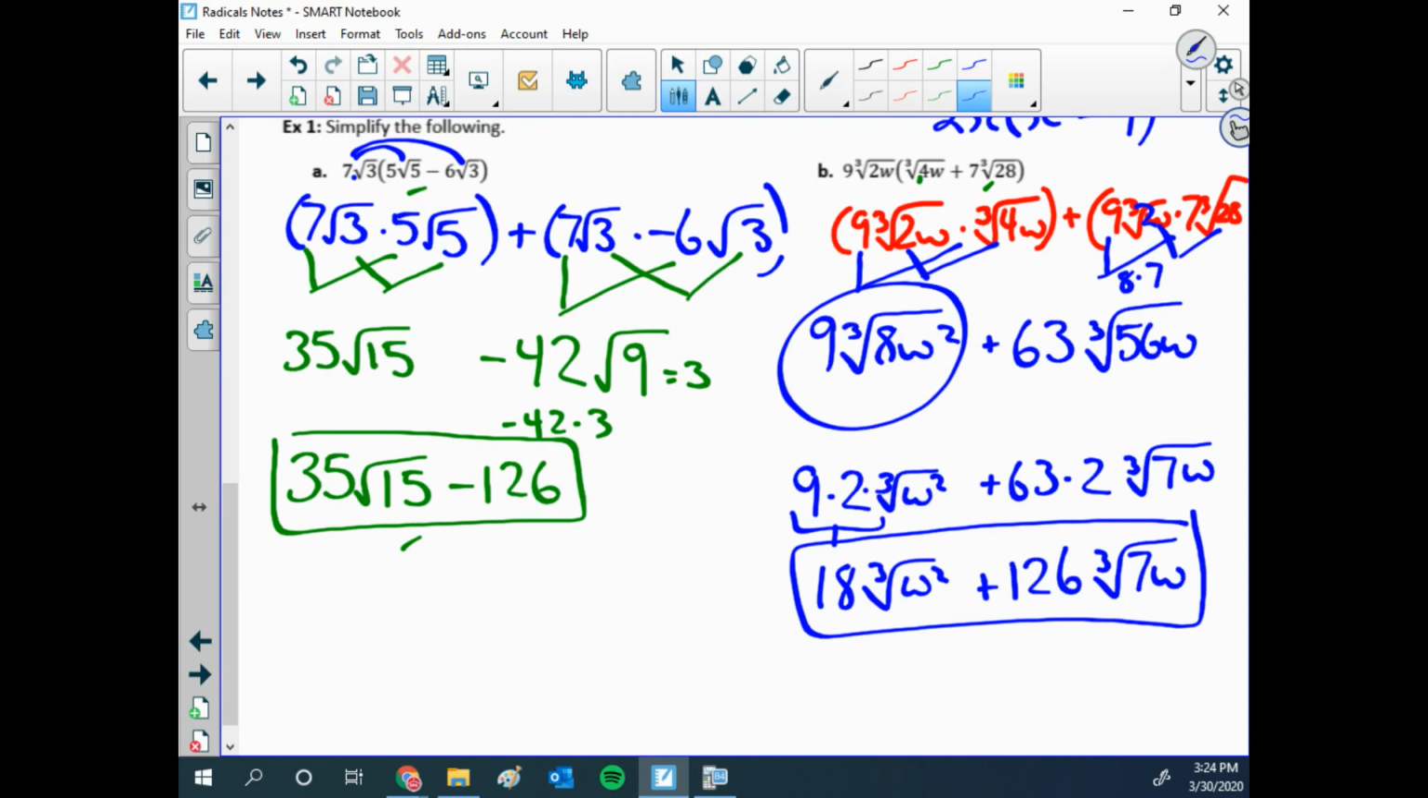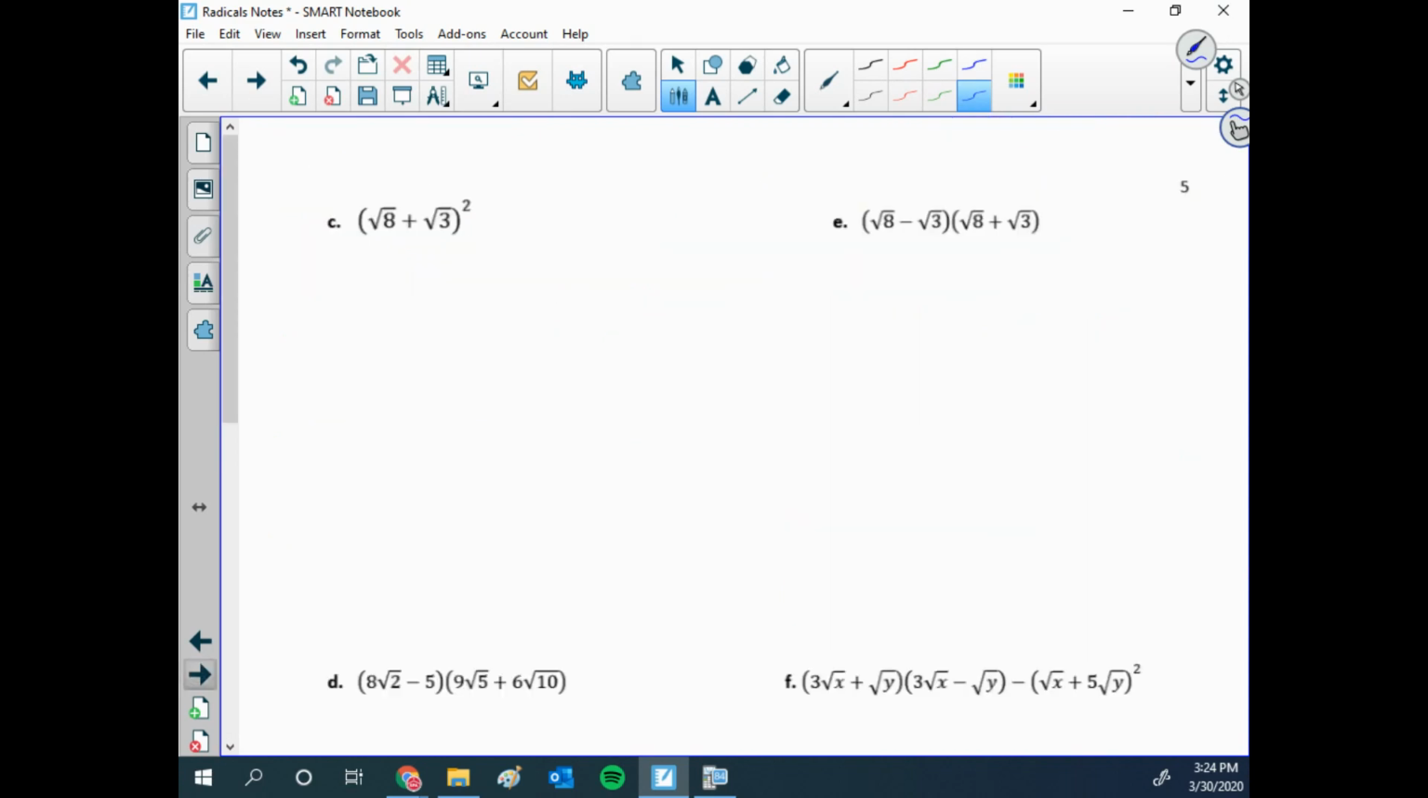Okay. How many more am I going to do? Let's look at 2 or 3 more here. So the next one is root 8 plus root 3, all to the power of 2.